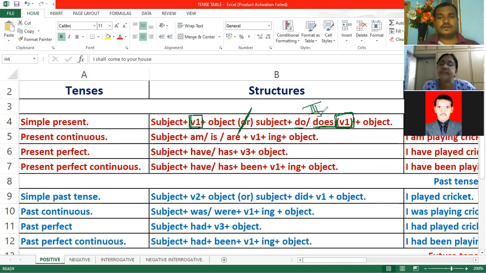Third person means he, she, it. Third person singulars. So for third person singulars, that too simple present tense only, don't get confused. In simple present tense, if it is third person singular, then you can use does. For the rest, you should use only do.